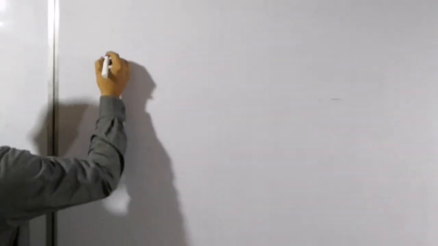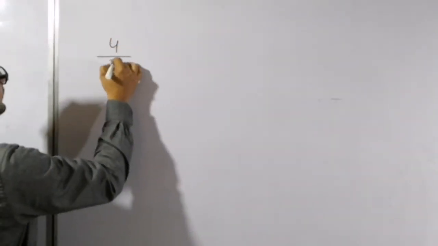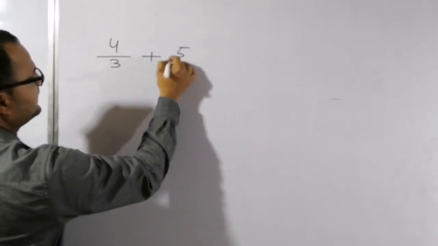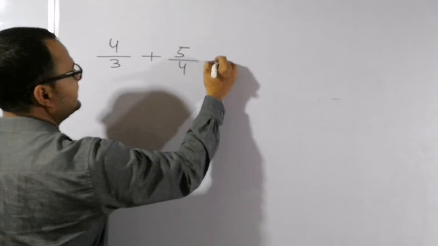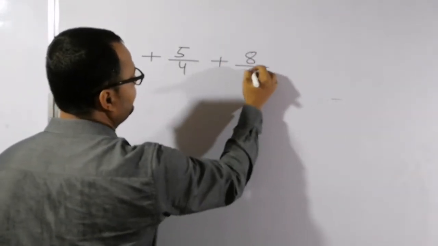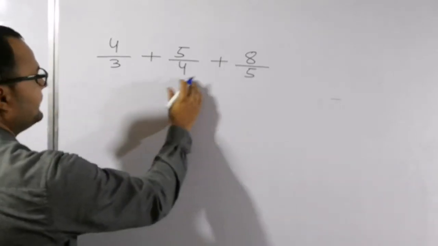Now I'm going to take 3 fractions. 4 by 3 plus 5 by 4 plus 8 by 5. 3, 4, 5.